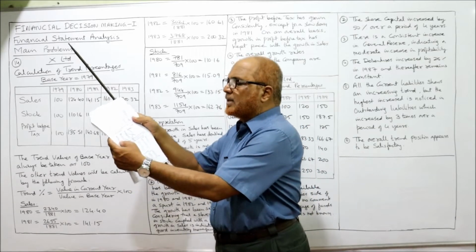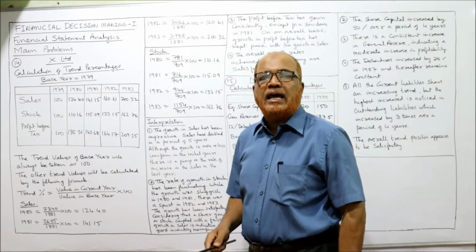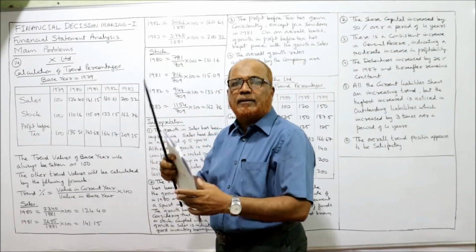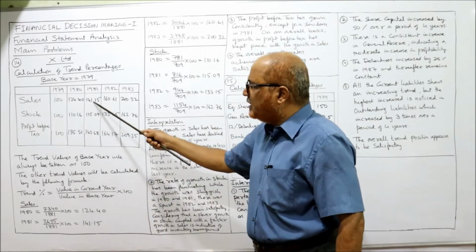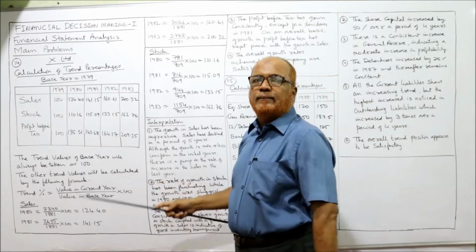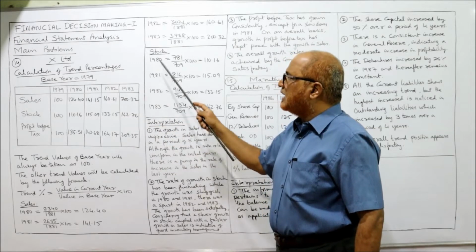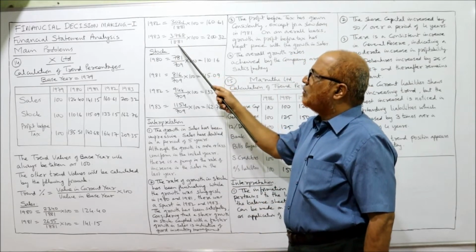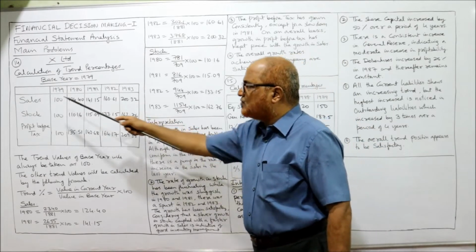Similarly for 1981, sales are 2655. So 2655 divided by 1881, base year sales. Base year sales are 1881. This will be taken in the denominator. So 2655 divided by 1881 into 100, 141.15. Now we need 1982. So 1982 sales are 3021. So 3021 divided by 1881 into 100, 160.61. Last year 1983, the sales are 3768. So 3768 divided by 1881 into 100, 200.32. That's all. So we have calculated the trend percentages for sales.